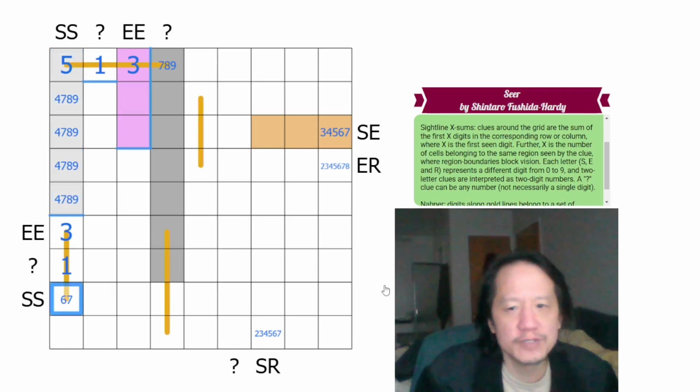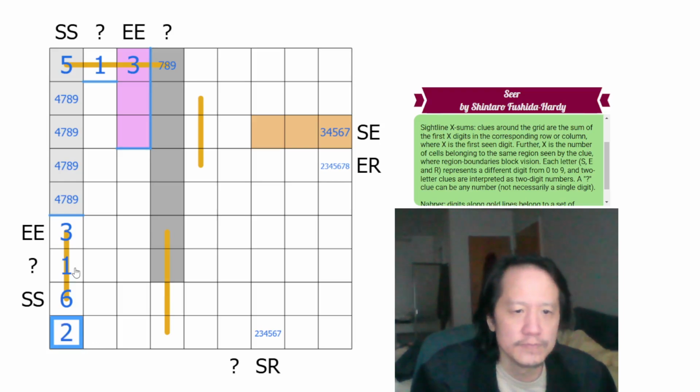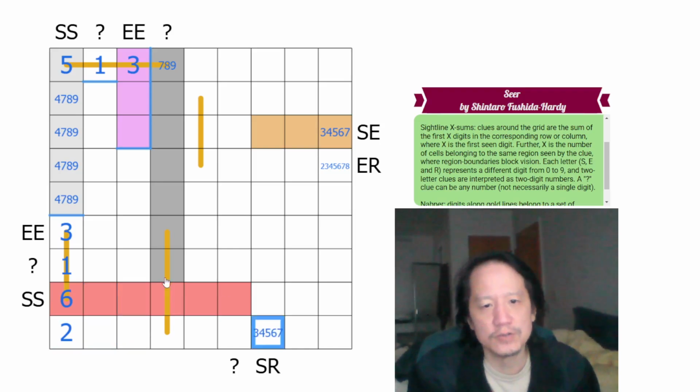Therefore, this can't be 7. This has to be 6, which makes this a 2, right? As the last remaining digit. This is 6. This is 2, and it has to connect to this one. So this has to specifically be part of this region, because this is... Oh, wait, no, that doesn't have a sightline XM clue, so then never mind. That's wrong. So this can't be 2.